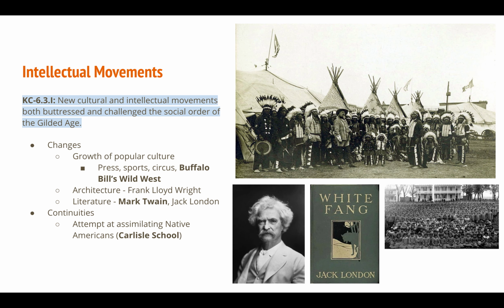And finally, for continuities, we have a continued attempt to assimilate Native Americans. And this is done in a slightly different way because now they're being sent to schools with the specific purpose to assimilate Native Americans. The Carlisle School by Pratt, William Henry Pratt, is the main example of these assimilation schools.